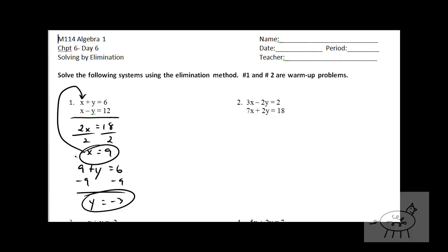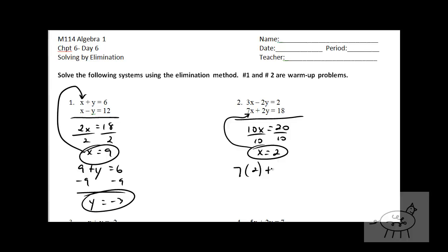Relatively pretty easy here. Same thing with this guy. The y's cancel, so we get 10x is equal to 20. Divide by 10, x equals 2. And again, your choice. I'll still plug it into the one with positive value here. I could plug in the top one because they're smaller numbers. That's okay as well. So I get 7 times 2 plus 2y equals 18.